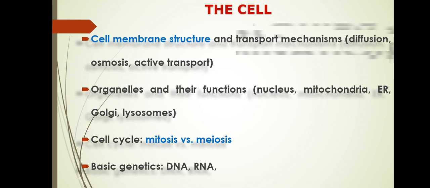Also, since we're talking about the cell, you have to know the organelles and their functions. So this particular cell has the nucleus, the mitochondria, rough endoplasmic reticulum, the Golgi apparatus, the lysosomes, the ribosomes, the centrioles, all those different components of the cell. You have to know what specific function they perform, because questions can come on what each and every organelle does. So make sure that you know the functions of different organelles.